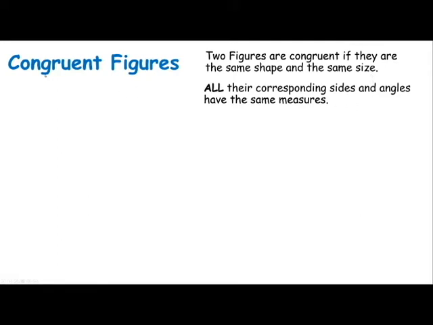When we talked about similar figures, we said that the corresponding sides had to be proportional and the corresponding angles had to be congruent. In the case of congruent figures, both the corresponding sides and the corresponding angles must have the same measures. We do have a symbol for congruent. It is an equal sign with a little squiggly above it. This is our congruent symbol. You'll remember just the squiggly sign by itself was the symbol that we used for similar.